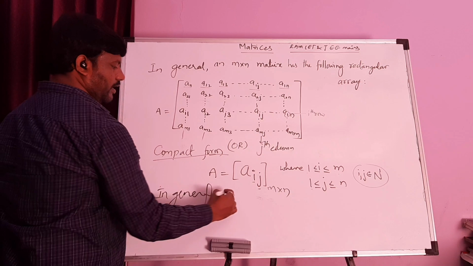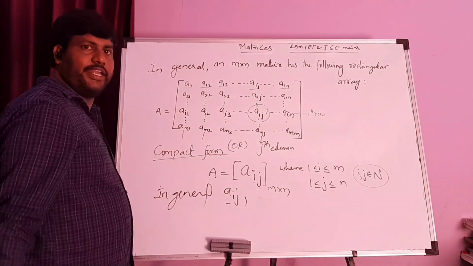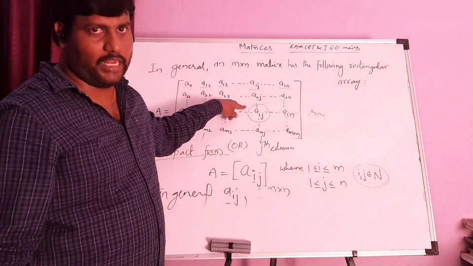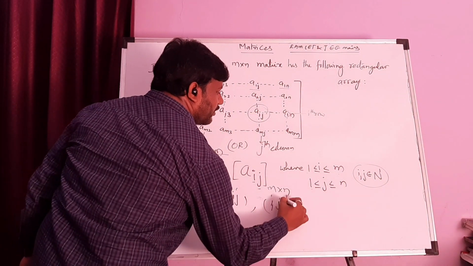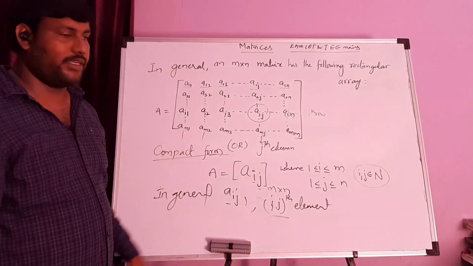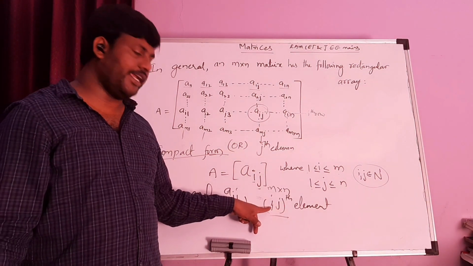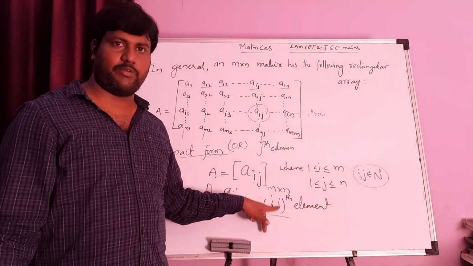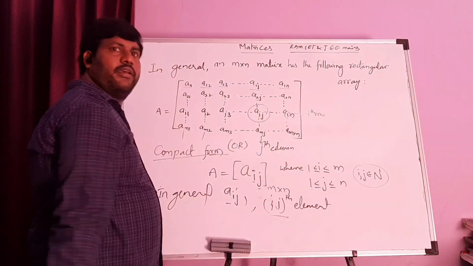here A_ij is nothing but the ith row, jth column element. This A_ij indicates the ith row, jth column element. You can also write it as the (i, j)th element. We can also use a notation like this: A_ij is nothing but (i, j). i indicates the row, j indicates the column of that element. This is a position actually: ith row, jth column. This is very important.